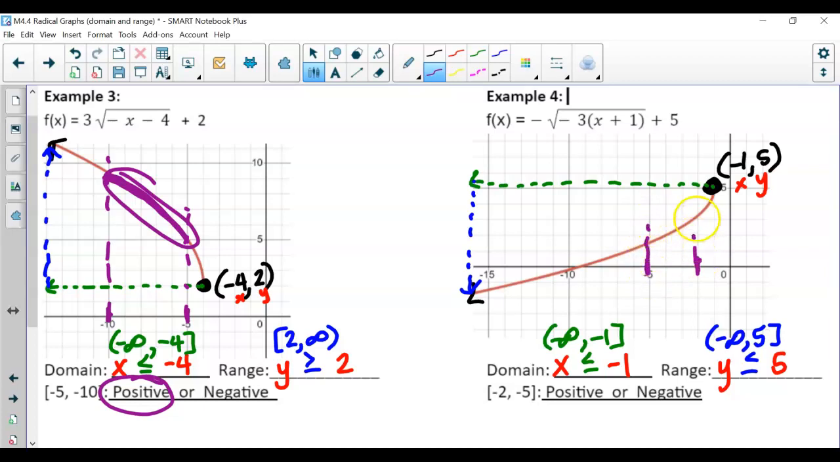Now looking at our interval, so those x values from -2 to -5. That means we are looking at this section of the graph. So notice how here that section is above in the positive. So those values are positive.